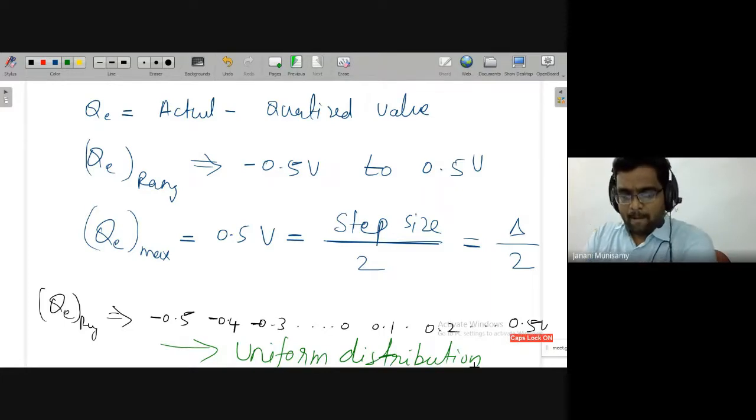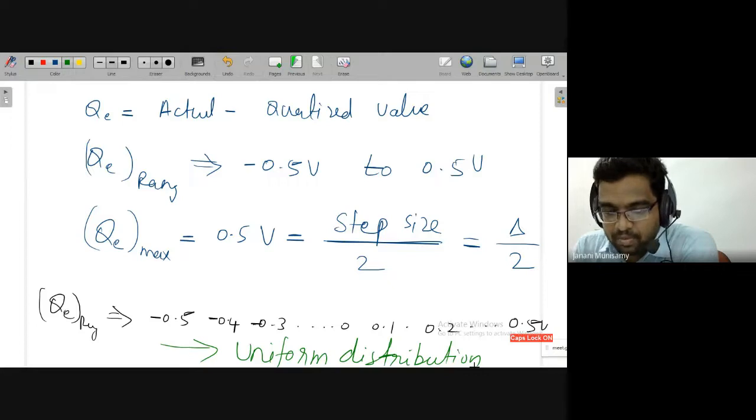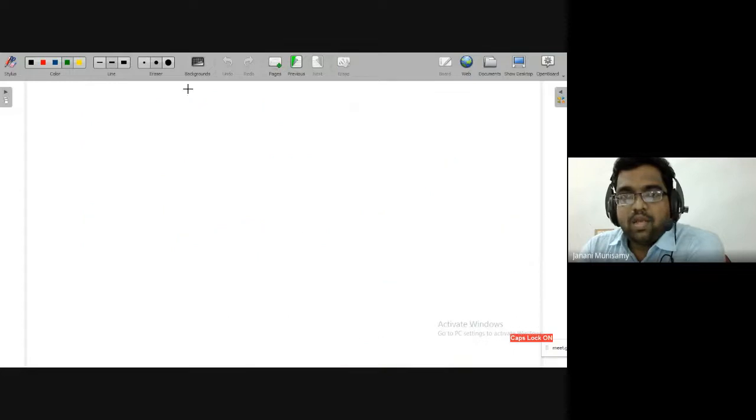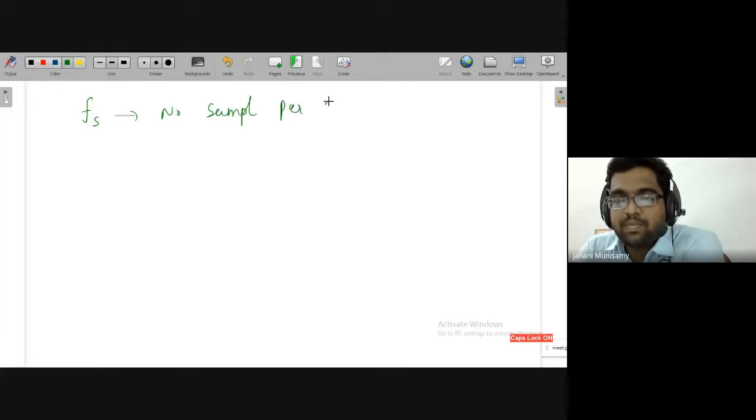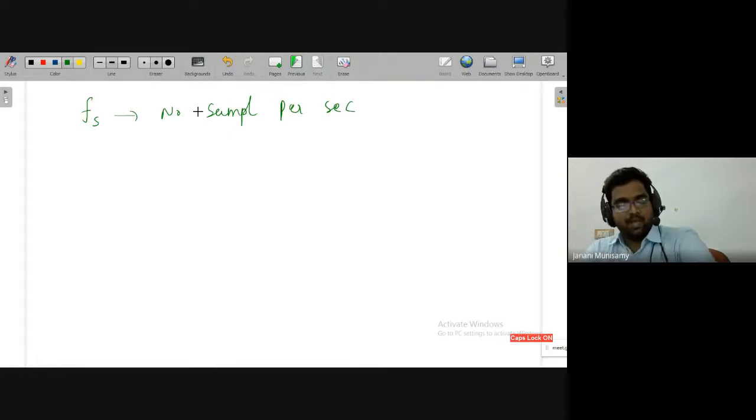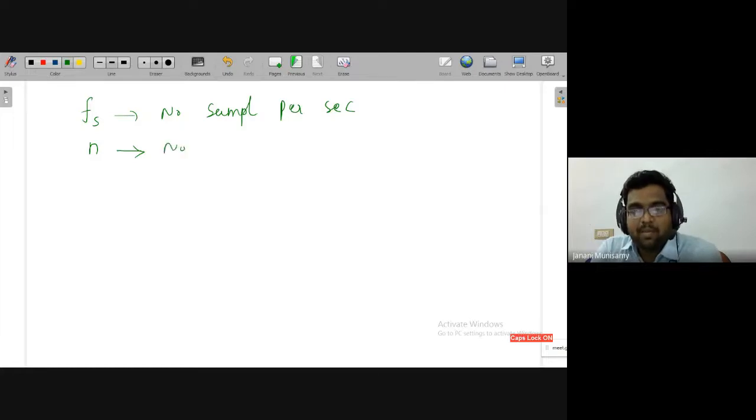So now almost we have defined all the formulas. See, in the beginning we have taken Fs. Fs means number of samples per second. That means after applying the sampling theorem, in 1 second I will be taking Fs number of samples, and I also know how many bits there are in each sample, n.